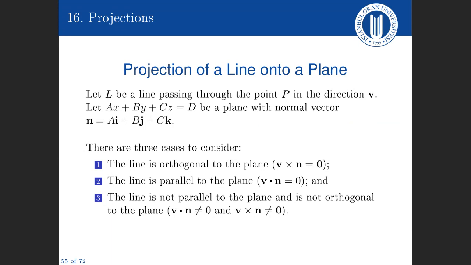The third case that we're going to talk about is the case where the line is not parallel to the plane and is not orthogonal to the plane. We should imagine that the picture in the third case looks something like this. The line passes through the plane, and the angle between the line and the plane is not 90 degrees.